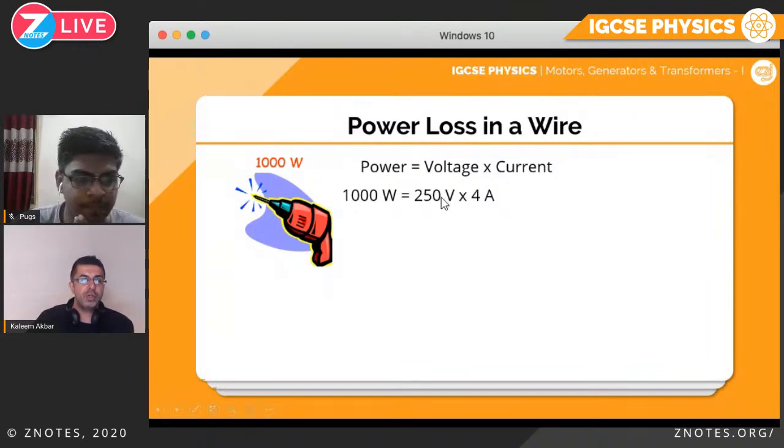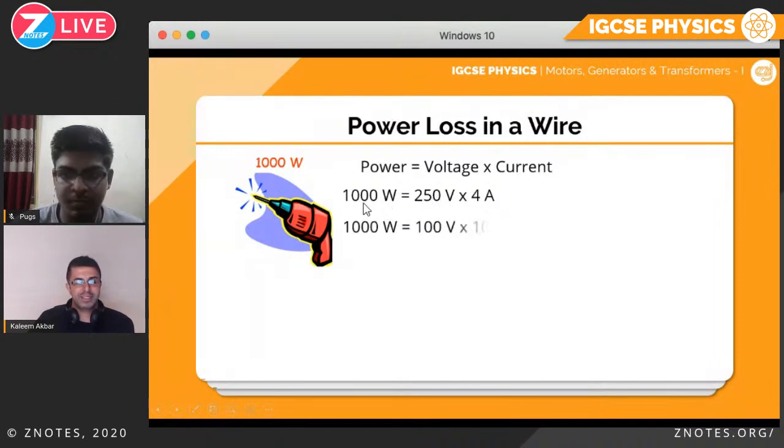For example, if you're in the UK, mains voltage is roughly 240 volts. It's slightly less than that, I think, from what I remember, but it's roughly this. So let's say you've got a drill with a power of 1,000 watts. Well, 250 times 4 gives me 1,000. 100 times 10 gives me 1,000. And 500 times 2 gives me 1,000.